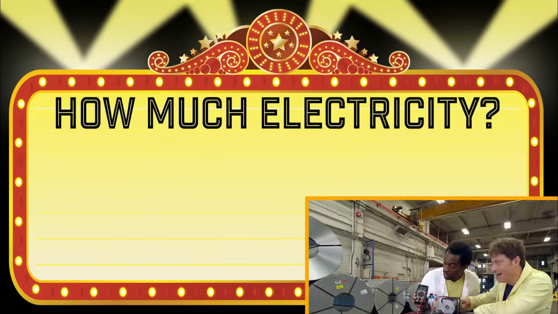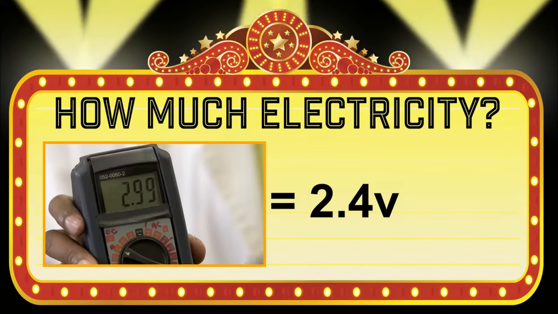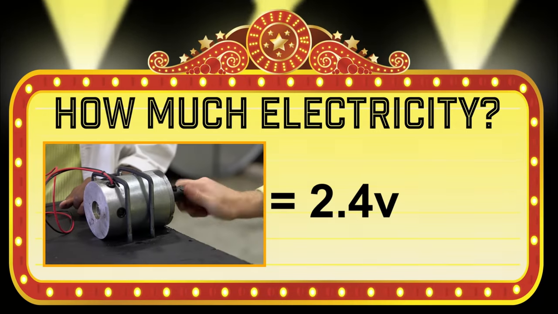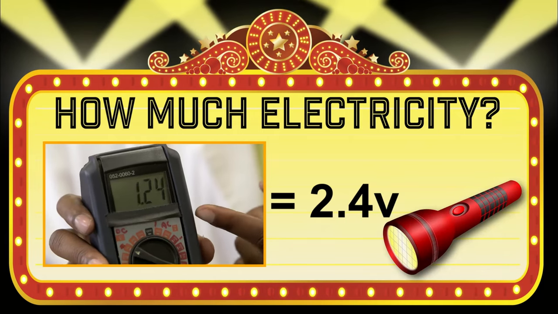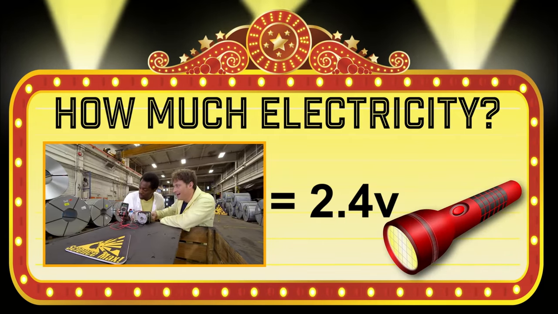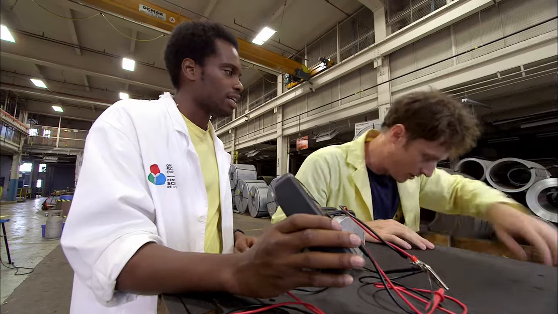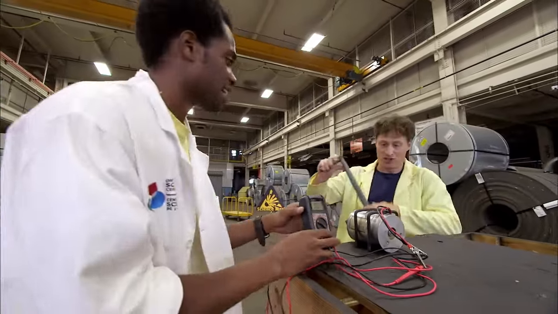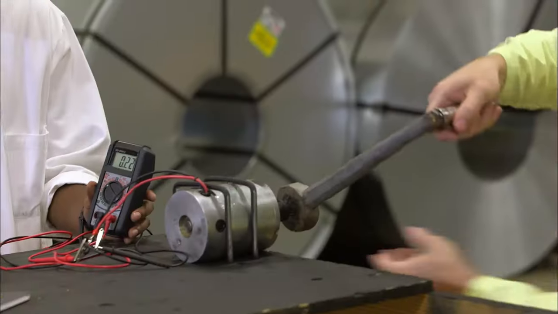How much electricity did they make? 2.4 volts, yeah, it's not bad. Oh, 2.4, yeah, it's not great. That's just enough to power a small LED flashlight. Better keep trying, boys. I got some handles here that we're going to attach to the end of the generator so we can spin it. Okay, let's try.